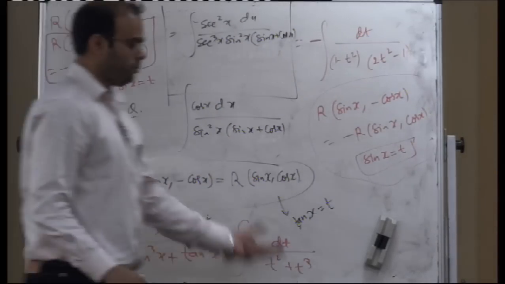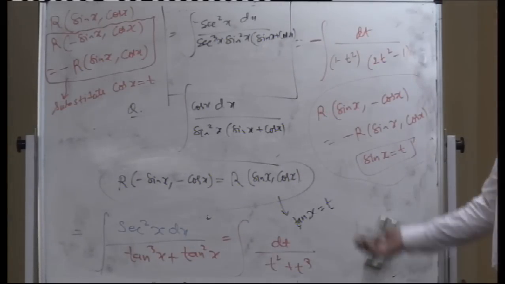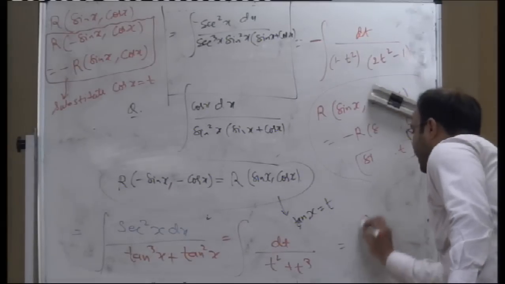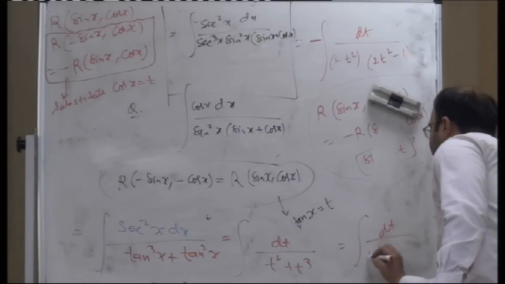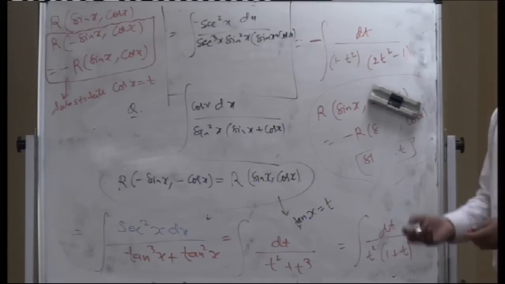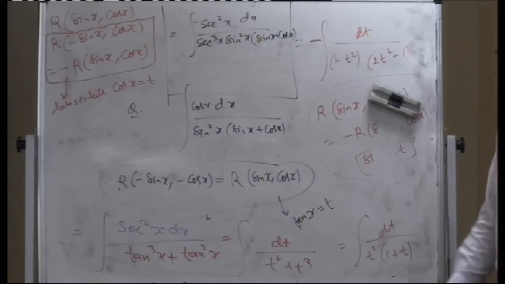Then you can integrate this: you take t square as common, and then this is again a partial fraction part, which we will do in the next class. After that, we take it as dt upon t square into 1 plus t, and then we can do it by partial fractions, or we can use some other method as well.